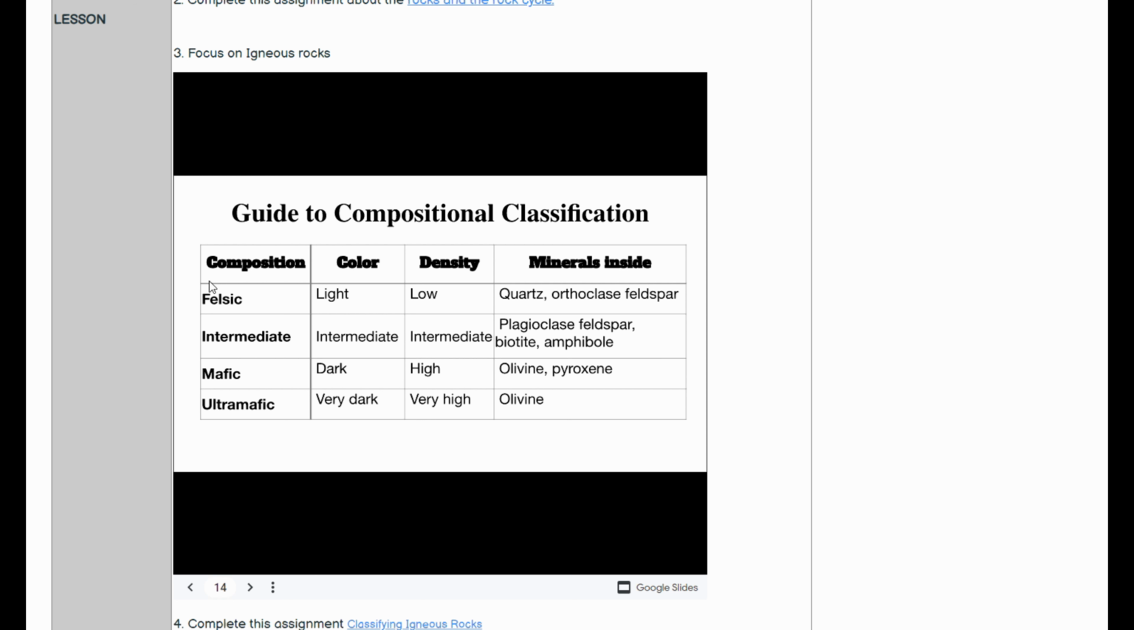I would get this down in your notes as well. Several tables and charts today. On this slide, I'm going to let you guys click through this on your own. It is types of rocks along with the minerals in those rocks. You will need to be familiar with this.